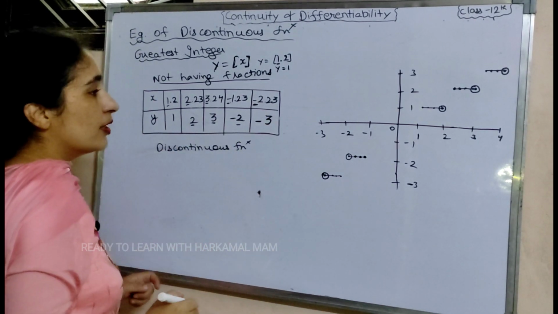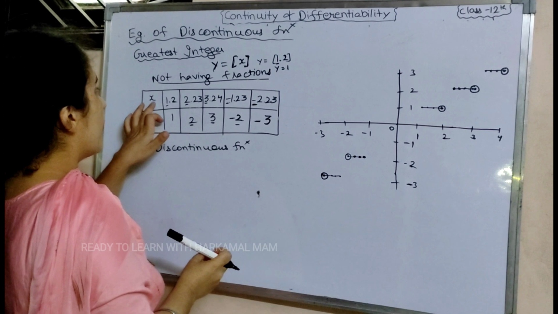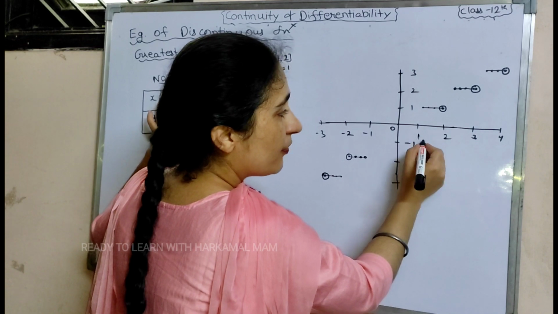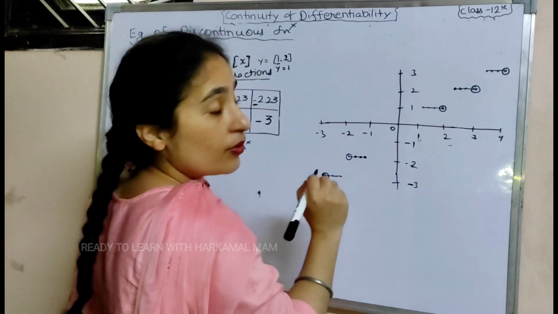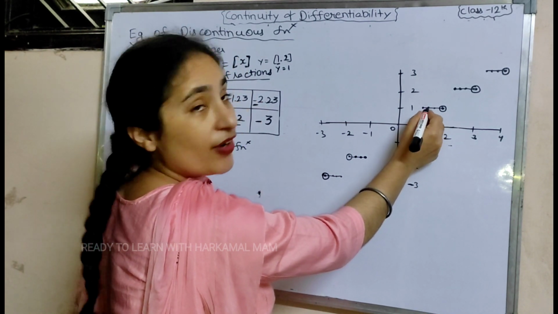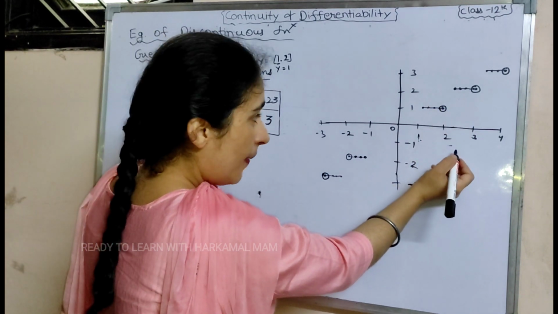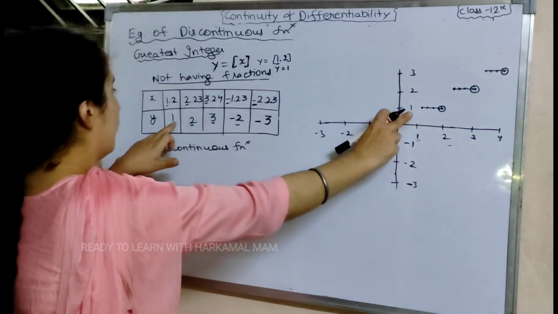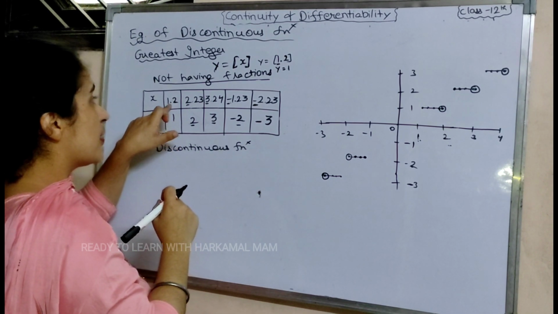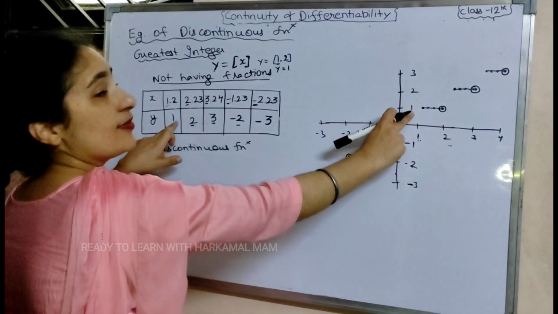So let us check the continuity of the function. Here we plot the graph. When x is 1.2, any value in between, it may be 1.2, it may be 1.23, it may be 1.24, 1.25, but the value of y remains 1. The value of y remains 1 when we take the fraction 1.2. At 1.2 we get y is equal to 1.